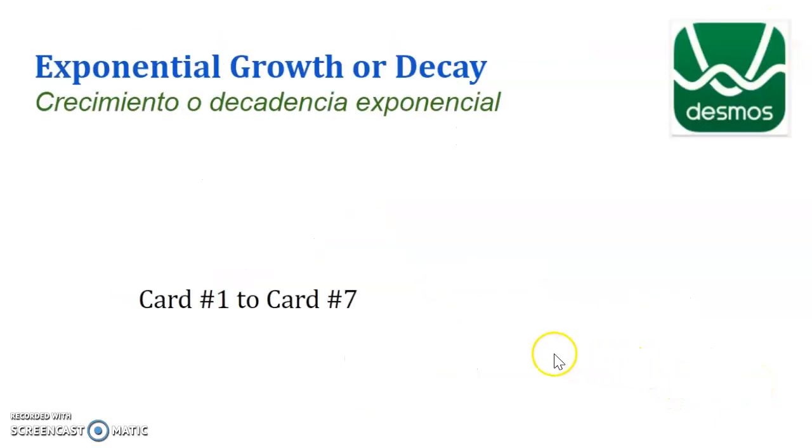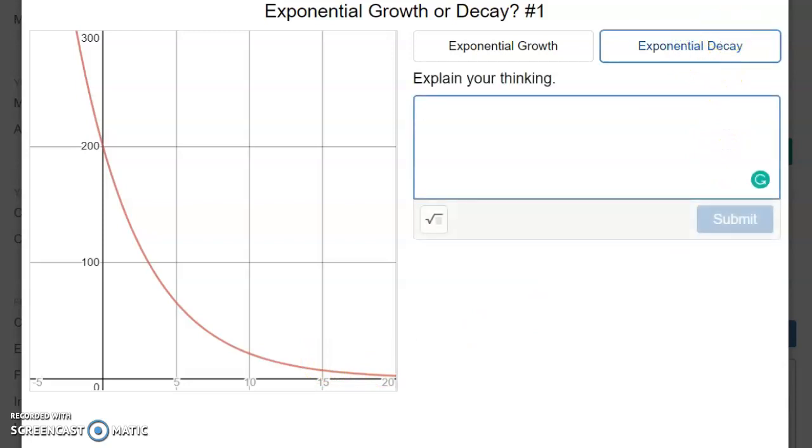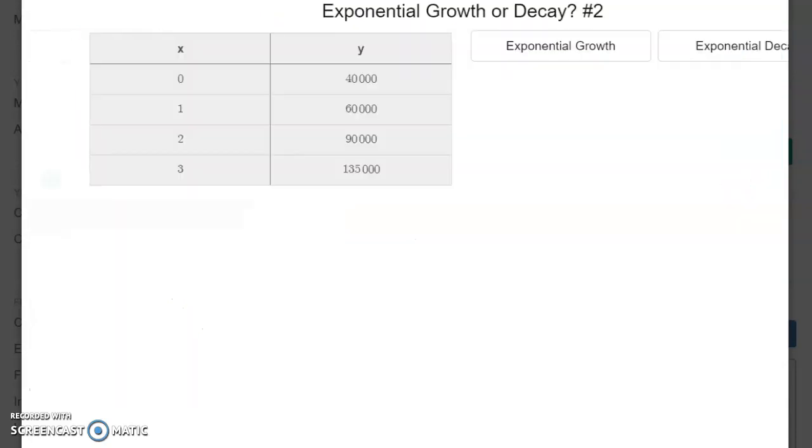Okay, so with that, you are going to work on Desmos activity, card number 1 to 7. So please pause the video and try to work on those yourself. So the first question is asking you, is this a graph of exponential growth or decay? The y value is going down. So this is not growing, it's going down, so it is exponential decay. And you can explain your thinking there.